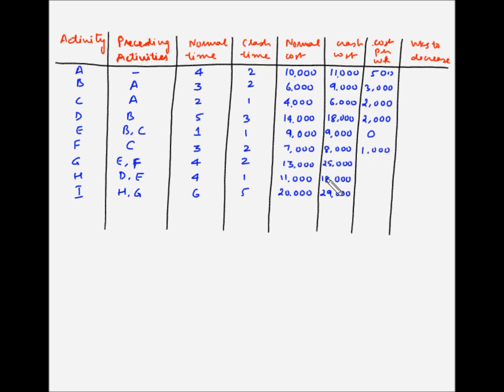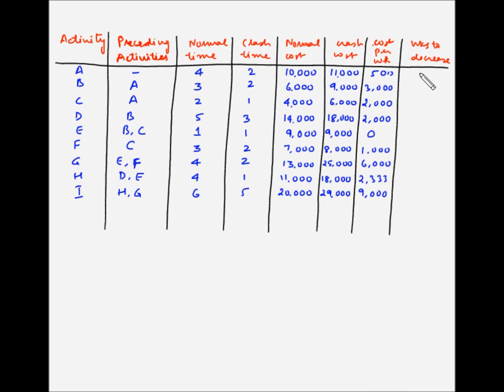is 1000. For G, the cost difference is 25,000 minus 13,000, which is $12,000, while the time difference is 2 weeks, so 12,000 divided by 2, which is 6,000. For H, the cost difference is $7,000 while the time difference is 3 weeks, so 7,000 divided by 3, which is 2,333. For I, the cost difference is $9,000 while the time difference is 1 week, so 9,000 divided by 1, which is 9,000. Now let's find out the weeks to decrease.